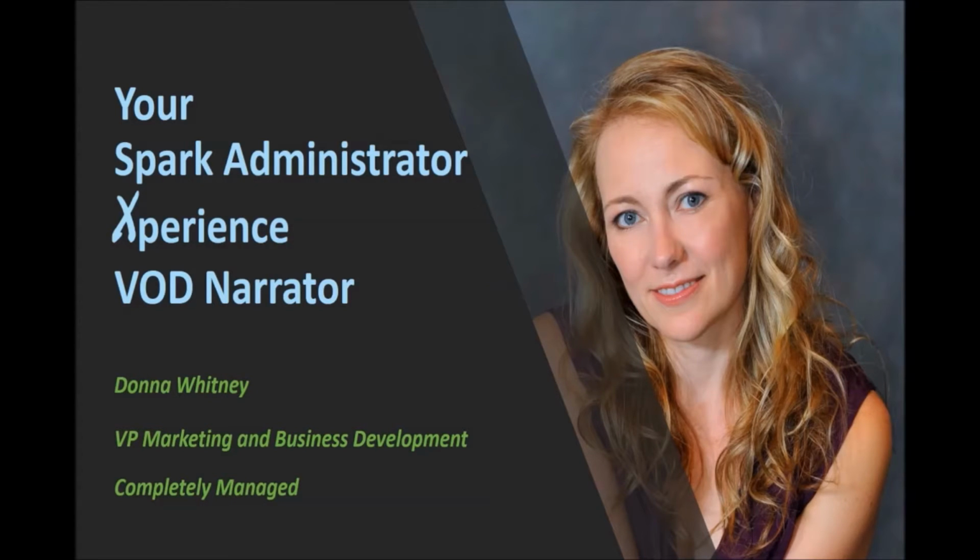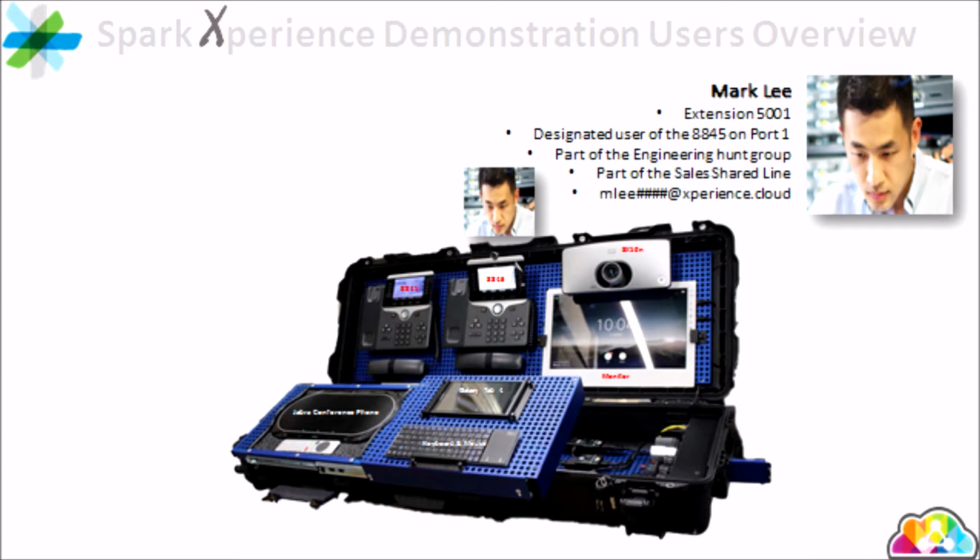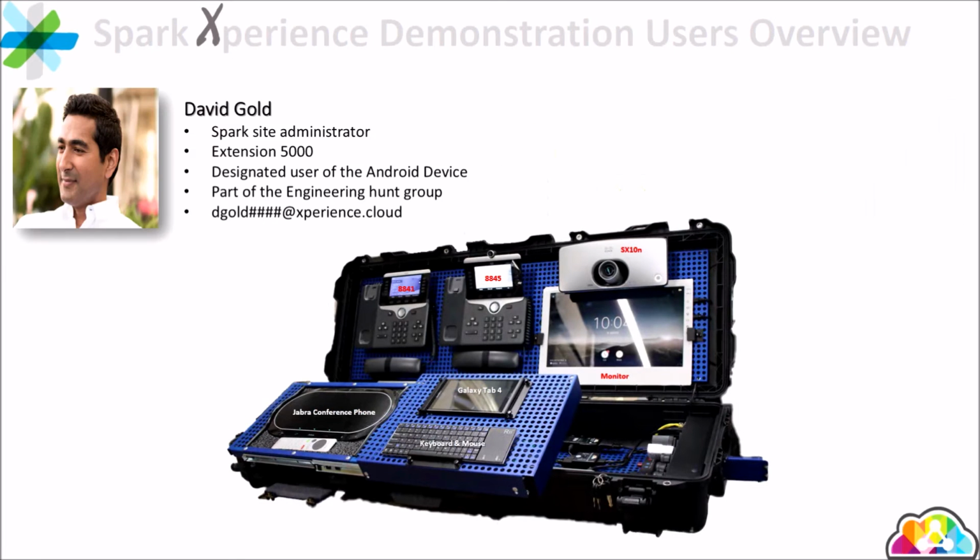There are 3 users. First is Alice K. She serves in the role of sales. She's the user of both the 8841 as well as the computer. Mark Lee is in the role of sales engineering. He's the user of the 8845. Finally, we have David Gold. He runs the dual role as Spark Administrator as well as engineering. He's the user of the Android tablet. The designated roles will make sense when we walk through the Hunt Group and Shared Line configurations.